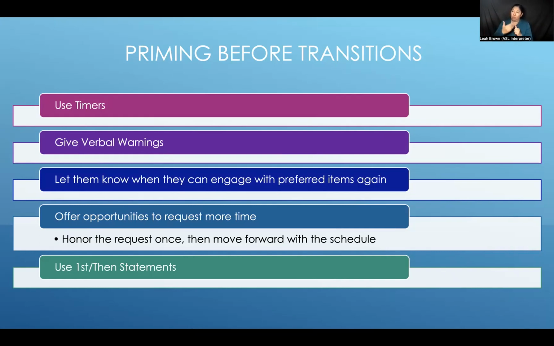Another great primer that you can use is first-then statements. That can be, first we're going to brush your teeth, then you can watch TV. First we're going to eat breakfast, then we can go ride our bikes. So letting them know what comes next, or what they're maybe motivated or excited for. Your expectation of what you're expecting from them, so that they can get their reward. Exactly. That's the perfect example of a first-then. So they know they're still going to be able to access it later, but they have to first do this small task at home in order to get to that.